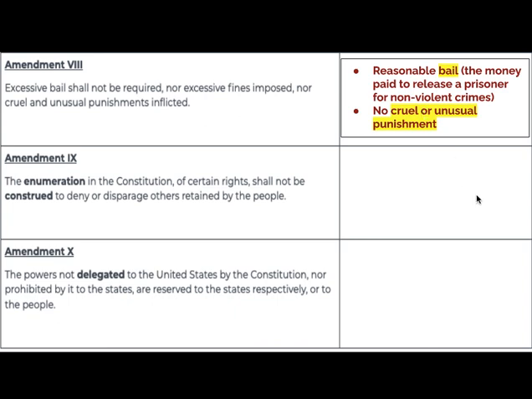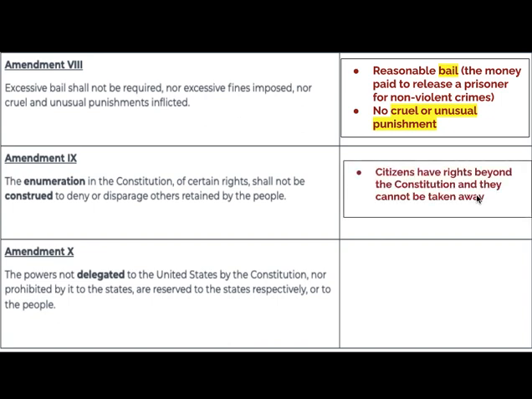Okay, the last 2 are short and sweet. The 9th Amendment is sort of a broad strokes amendment, meaning it applies to so many things, but super simple. They said that citizens have rights beyond the Constitution and they cannot be taken away. In other words, just because the founders may have forgotten to put it down in writing in that really hot summer of 1787 and then afterwards when they were working on the Bill of Rights, just because they may have forgotten to jot it down doesn't mean that the citizens do not get that right.